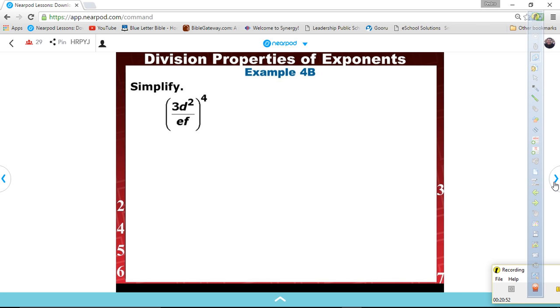Example 4b. Copy that. See if you can do that one by yourself. Parentheses 3d squared over EF and all that raised to the 4th power. Copy that and go.